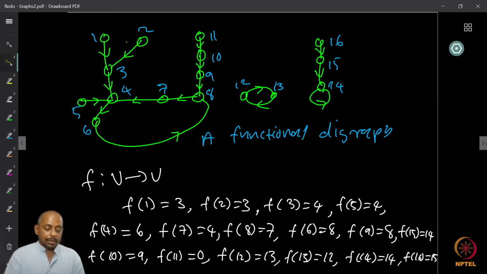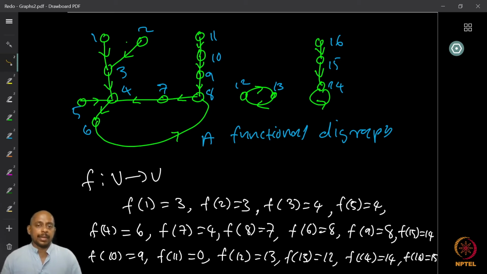So let us see that. Vertex 2 or 1, right? It has exactly 1. Then vertex 3 has 2 incoming but 1 outgoing. 5 has 1 outgoing. 4 has 1 outgoing, right? 6, then 8, 7, and then 11, 10, 9. All these have exactly 1 outgoing arc. And you can verify for other vertices. So what we have is a functional digraph.